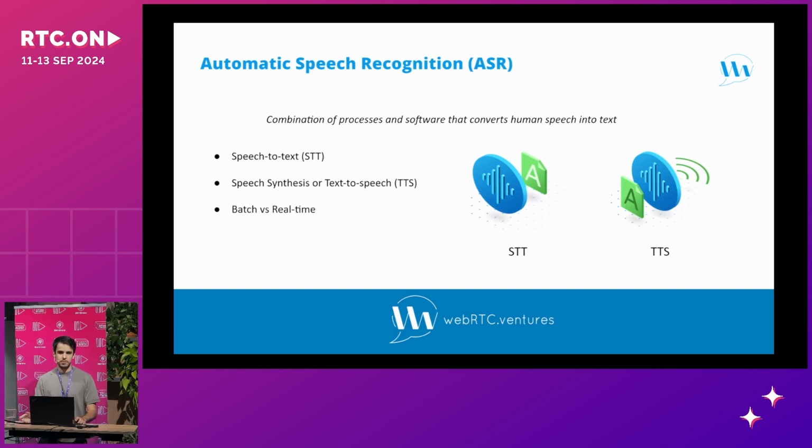So first of all, I must start with automatic speech recognition, which is a combination of processes and software that converts human speech into text, also called speech to text. The opposite process is speech synthesis, which converts text to speech. We could divide it into modes like batch and real time. For batch, you usually process large audio files, and it's more efficient than real time, but you don't expect immediate results. With real time, you want immediate results. Usually you send audio as a stream to a service and get the results as text.